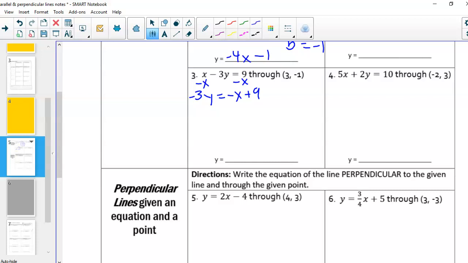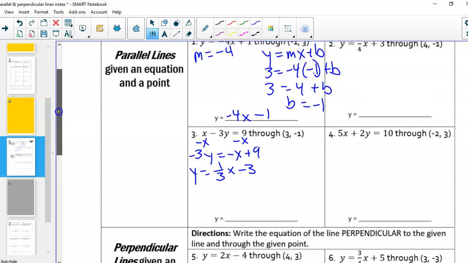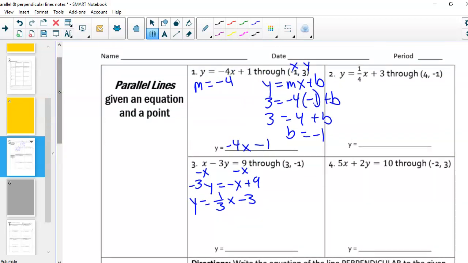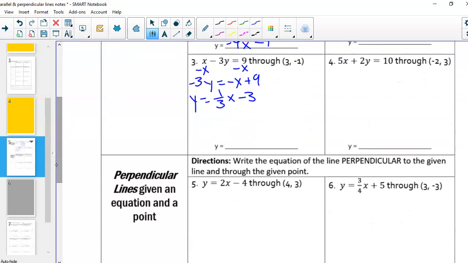What's the next step? Divide each piece by -3. So when we divide this by -3, the negatives are going to cancel. When we divide this by -3, it's just -3. That is not your answer, though. All that did was put it in slope-intercept form, so it was like number 1. So now we can find our slope. What would our slope of our new line be if it's parallel? 1/3.